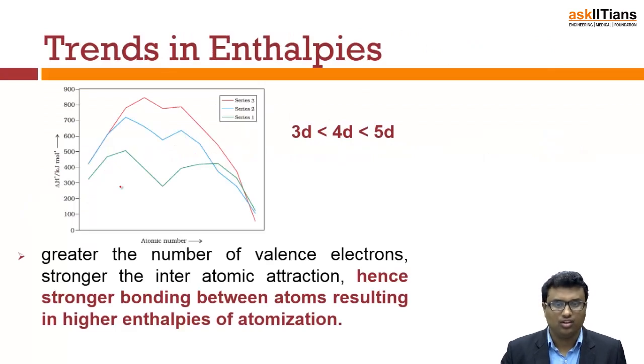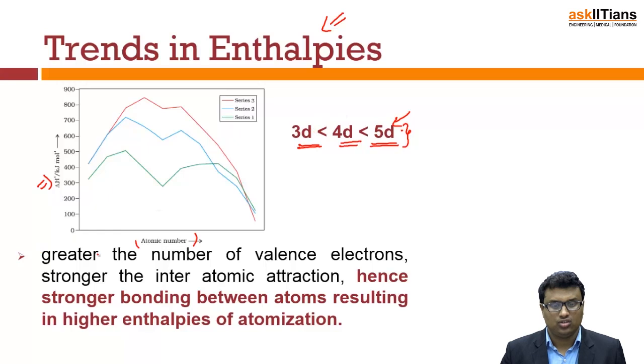So now let's move to the trends in enthalpies. This is the trend in the enthalpies. We can see this is atomic number versus delta H. So what is enthalpy? Enthalpy is the heat absorbed or released in a given process. You can see here the trend in enthalpies is 3d less than 4d less than 5d. Why? As you go from 3d to 5d, the enthalpies are increasing.